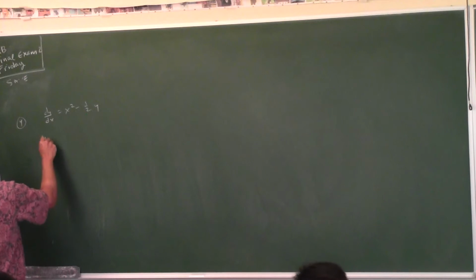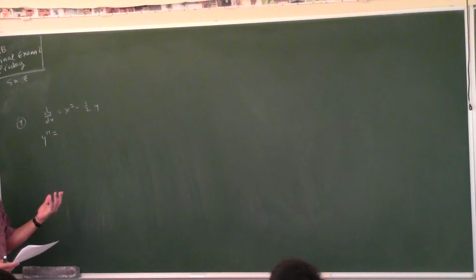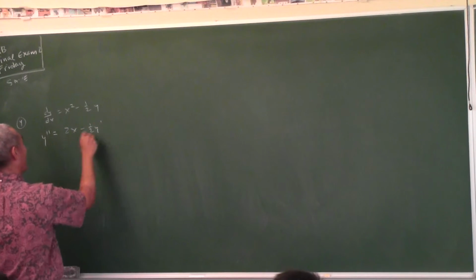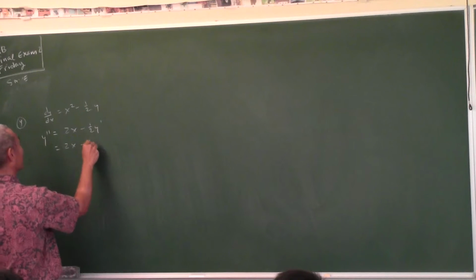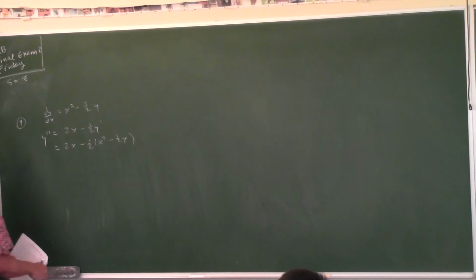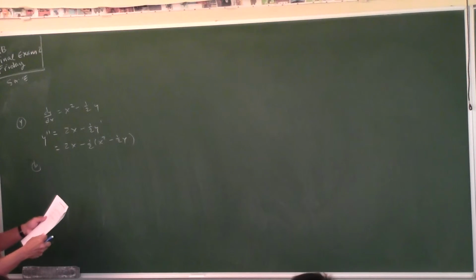Okay, find the second derivative. Do we have to do part A? No. Yes, we do. 2x minus 1/2 y prime, but what is y prime equal to? x squared minus 1/2 y. Should we just leave it like that? Yeah. Okay, good. Okay, B. Are we doing B? Yes. No.